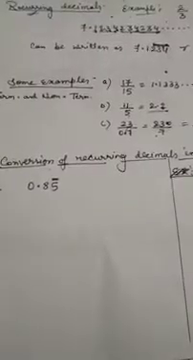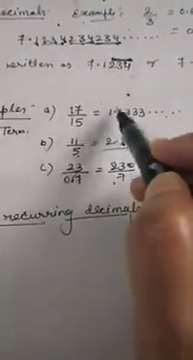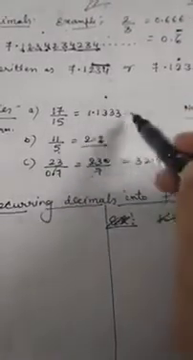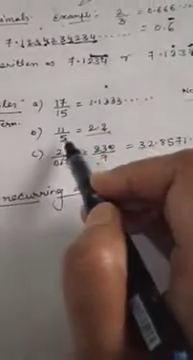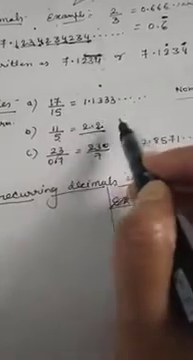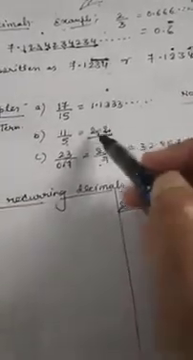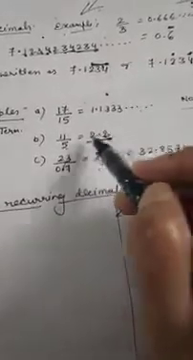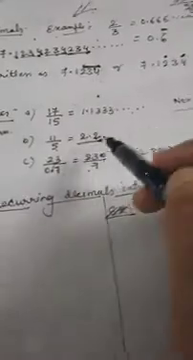Got it? Now we have some examples to find out which are terminating and which are non-terminating decimals. Suppose this 17 by 15, if you divide, we will get 1.133333, means 3 is repeating and it has no end. So this is called a non-terminating decimal. 11 by 5, so we'll get its answer 2.2, and it is not repeating, or it has an end point. The division has ended here, 2.2, there is no remainder left in this.